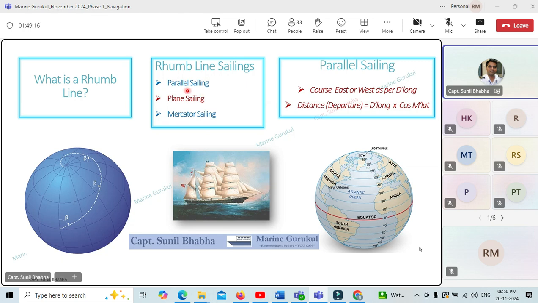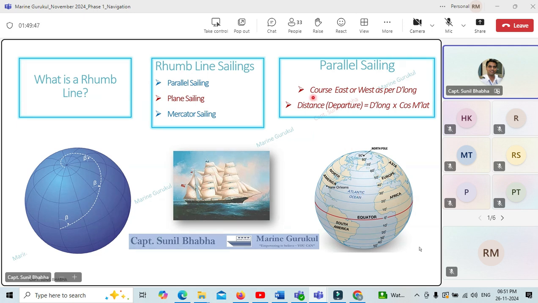Now the first rhumb-line sailing which we have is parallel sailing. Parallel sailing means when the vessel is moving along the parallel of a latitude, or you can say when the vessel is moving parallel to the equator. Now obviously, when the vessel is moving on the parallel of a latitude or parallel to the equator, the course of the ship can only be east or west.